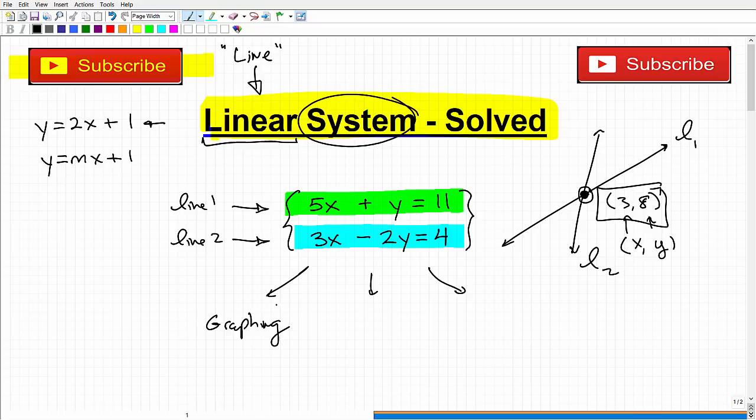But this method is not practical, because what if these two lines crossed at the point (1,14, -57)? Those coordinates are way off your graph paper. You'd need graph paper the size of a basketball court to plot this out. So graphing is not a good method. You need to understand it to grasp the concept, but it's not a practical method, so we don't rely on it too much.